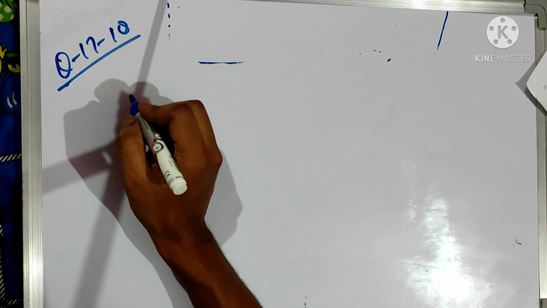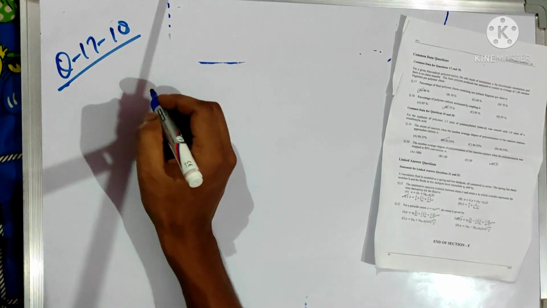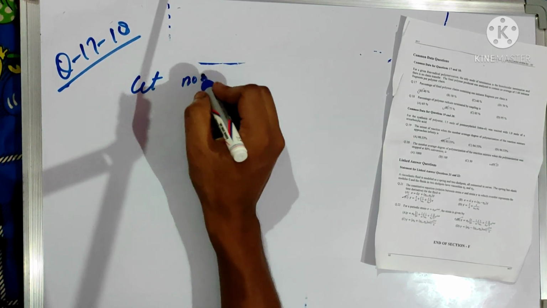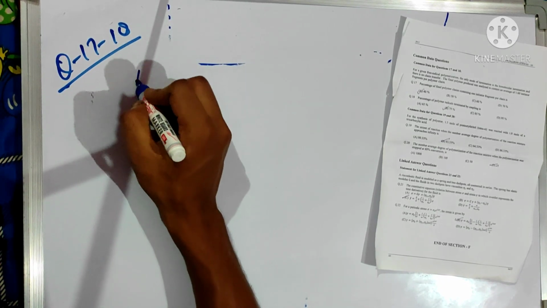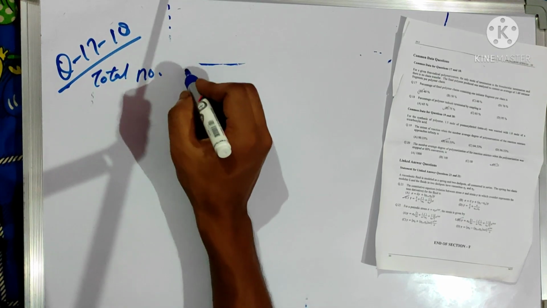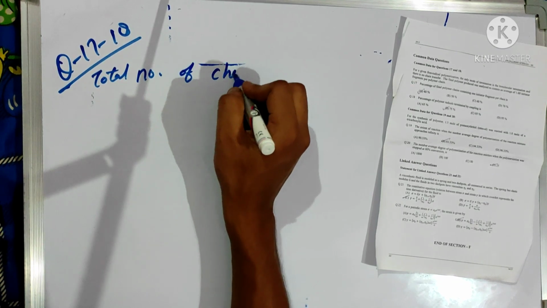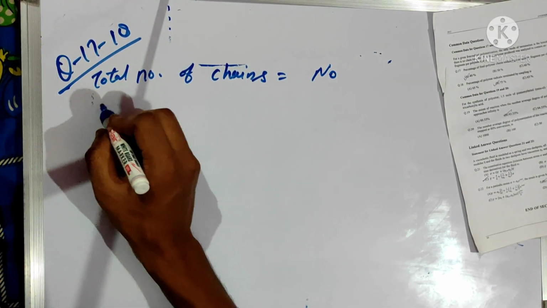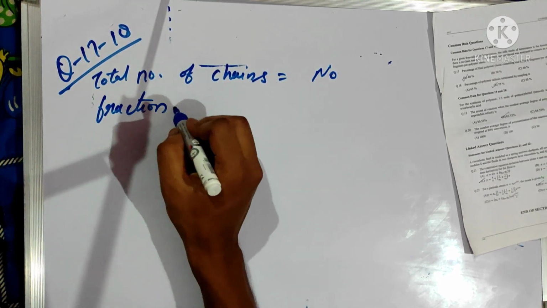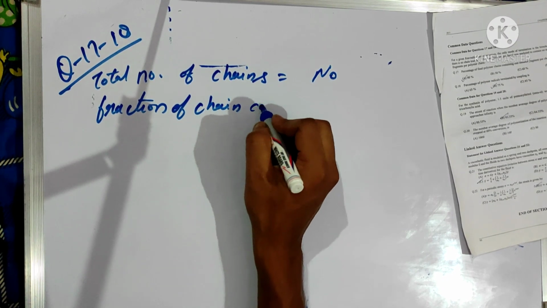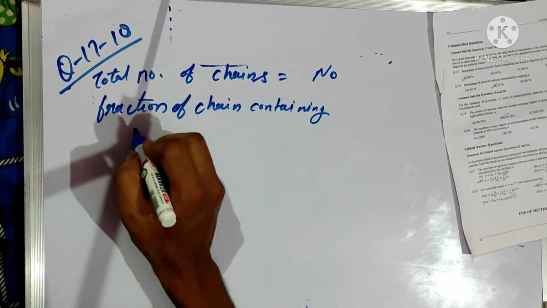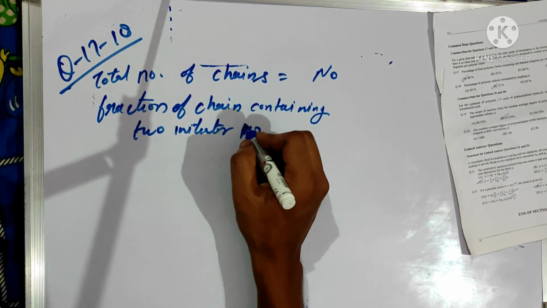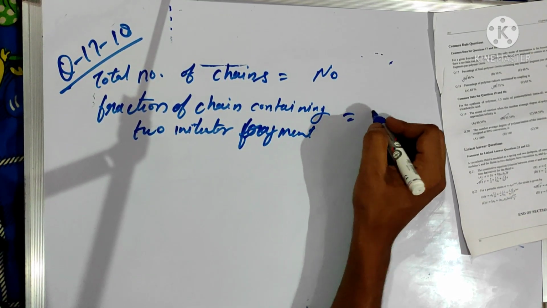Now coming to question number 17. Let the total number of chains in the polymer sample be N0, and the fraction of chains containing two initiator fragments be equal to A.